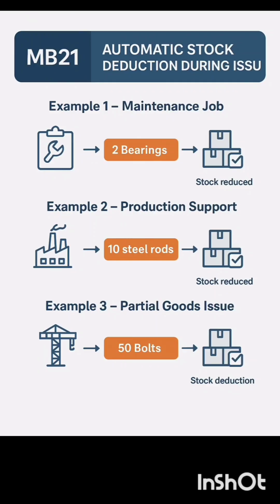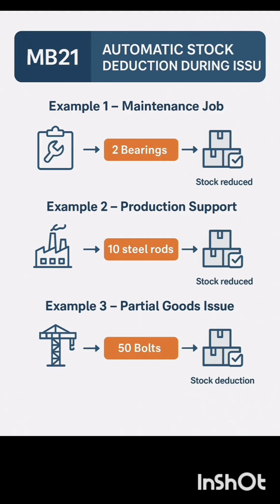When you create a reservation in MB21, SAP marks the material as reserved in stock. Later, when you perform a goods issue, the system automatically reduces stock against that reservation. Let's take 3 examples. Number 1, in a maintenance job, a planner reserves 2 bearings via MB21 for a pump repair. On repair day, the technician issues the bearings using MIGO. Stock is automatically reduced.